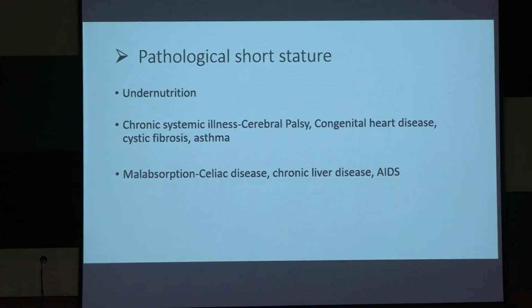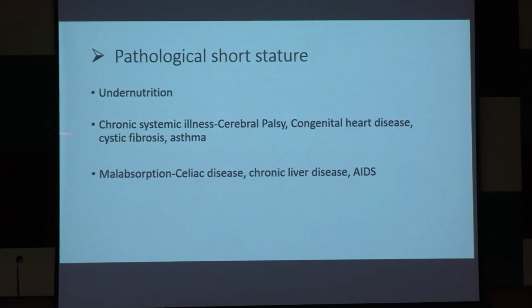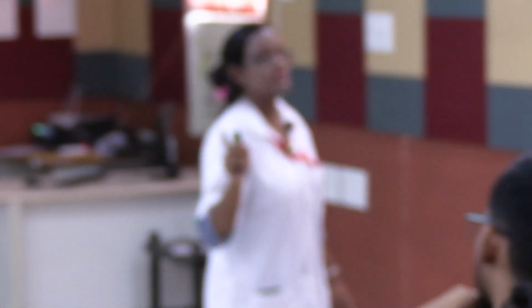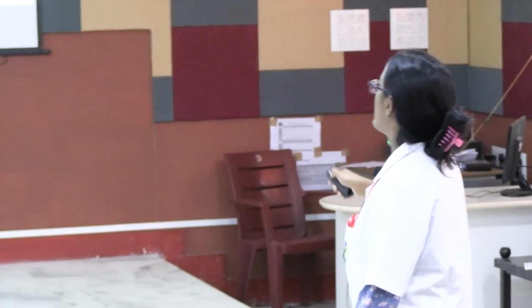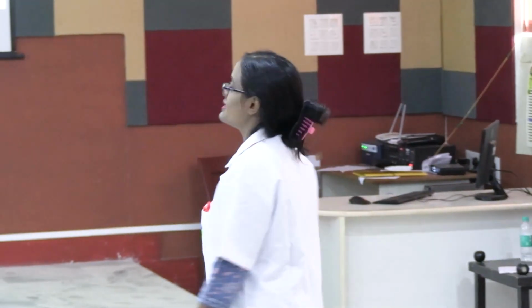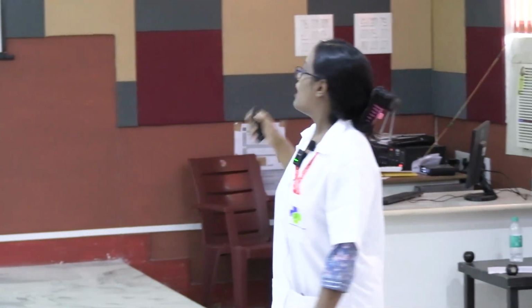In our country, the most common pathological cause is undernutrition. Remember, it is not malnutrition, it is undernutrition. It is not malnutrition, because under malnutrition what comes? Obesity also comes. So this is not the cause. You have to mention it as undernutrition. This is the most common cause.